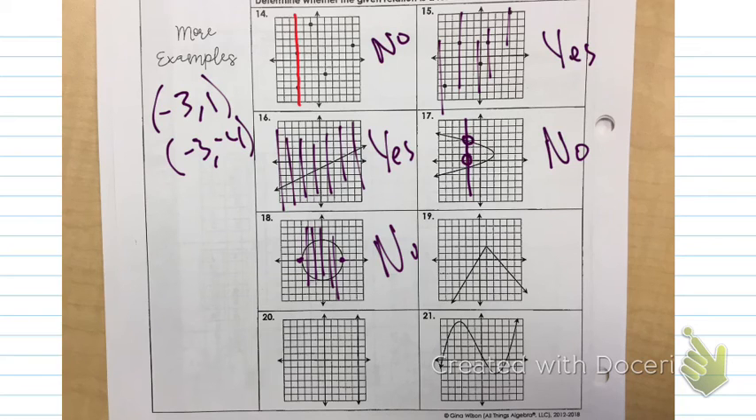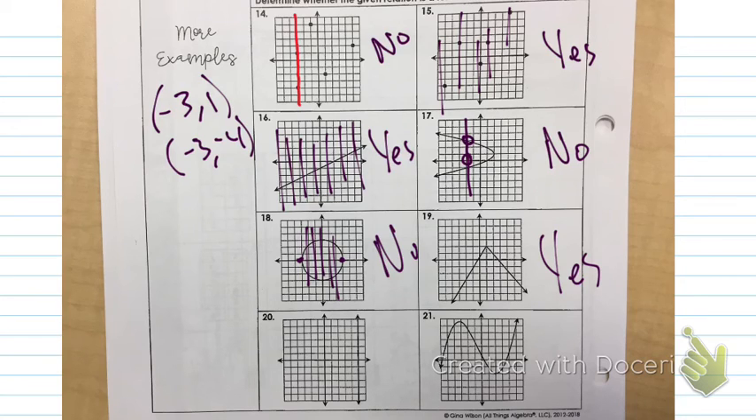Okay, number 19. This is an absolute value function. And I'm going to go to Leah. Let's see if Leah can pass the test. Yes or no, and why? Yes, because you put a line through anywhere and you can't ever get a vertical line to go through it twice. All right.